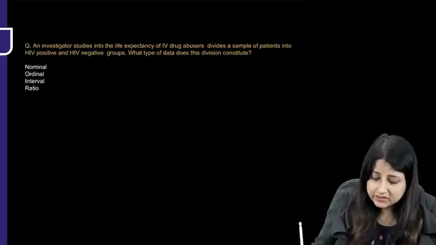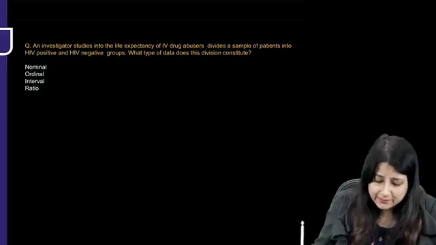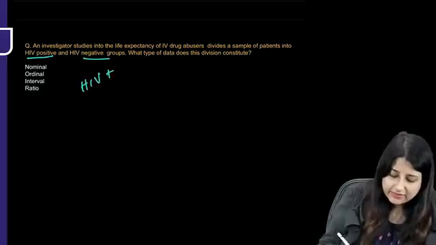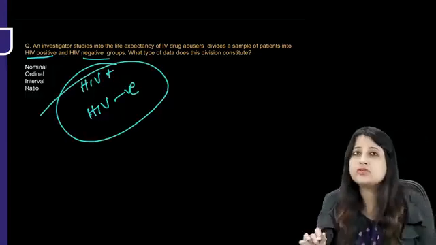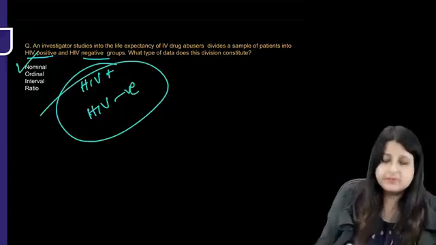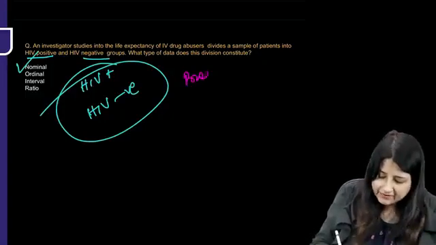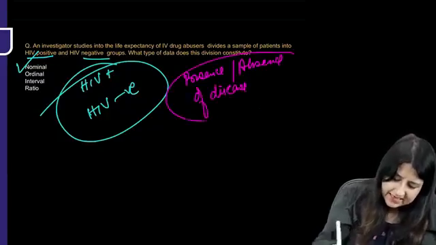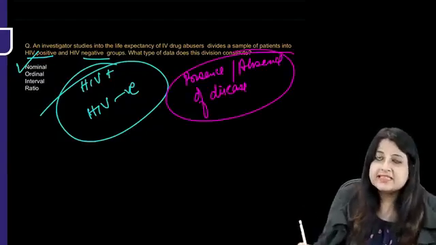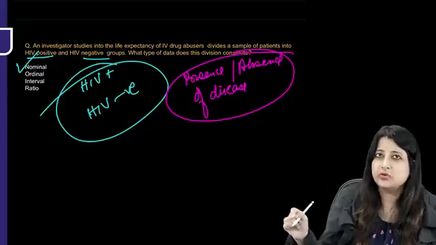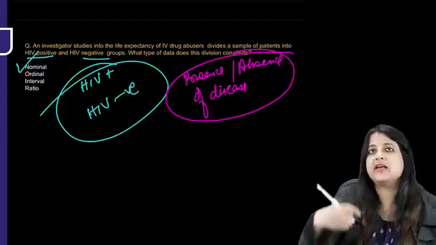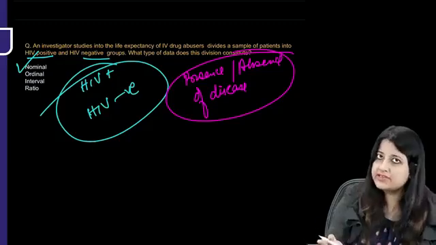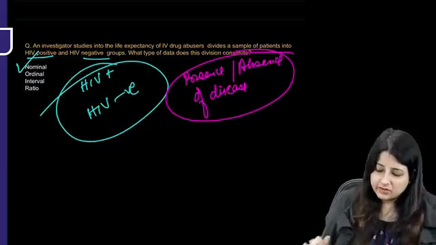An investigator studies the life expectancy of IV drug abusers and divides a sample of patients into HIV positive and HIV negative groups. So either somebody is going to be HIV positive or HIV negative. Is it an order? No, that's not an order. It's simply based on names, nominal scale. Either you have or you don't have a disease. Presence or absence of a disease is which type of scale? Nominal scale. If I say, do you have anemia? Your answer is yes or no. That is nominal. But if I ask you, grade your anemia, is it mild, moderate, severe? That is ordinal scale. So all qualitative variables will belong to nominal or ordinal scale. All quantitative variables will go into metric or dimensional scale.